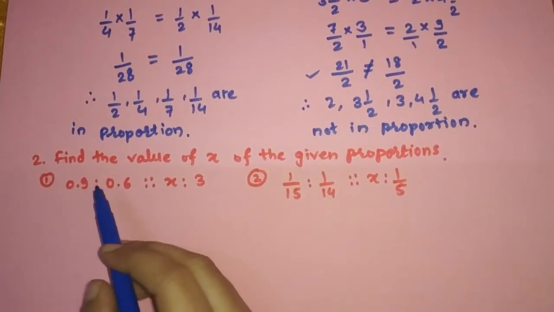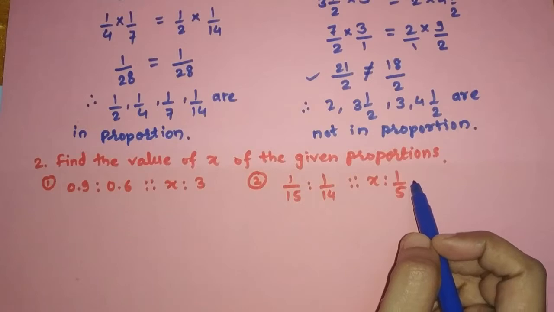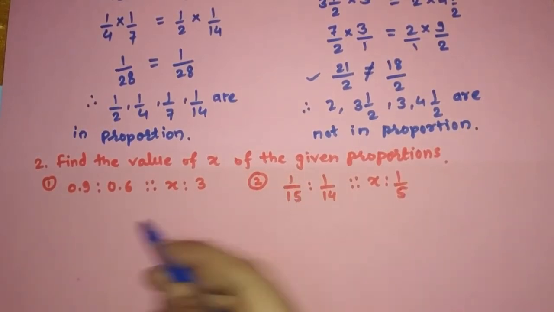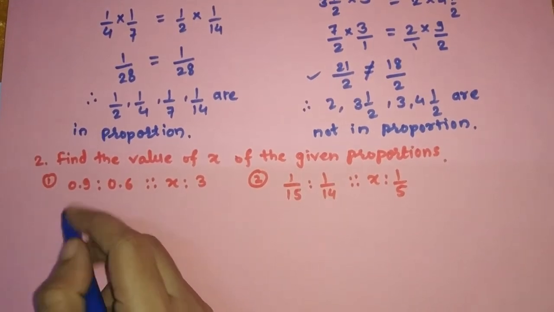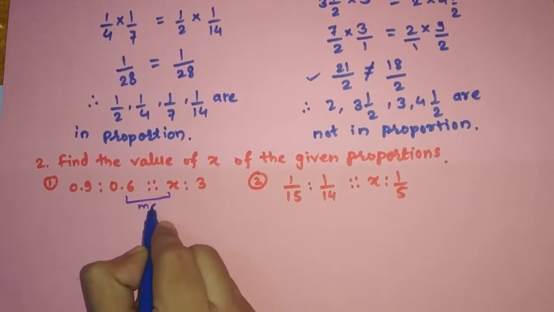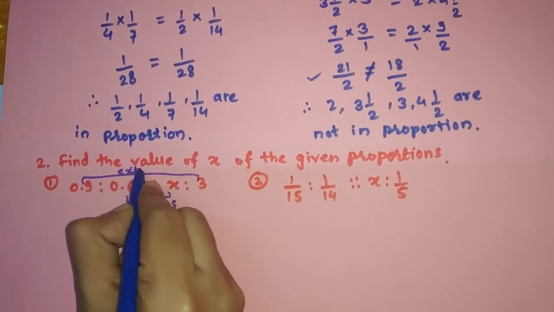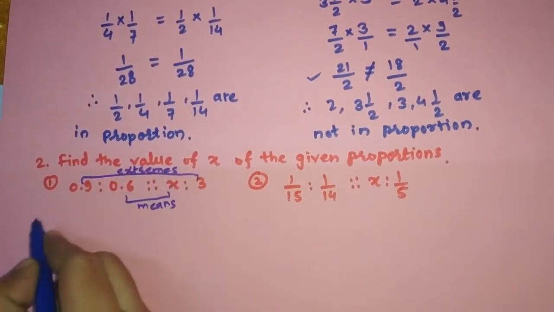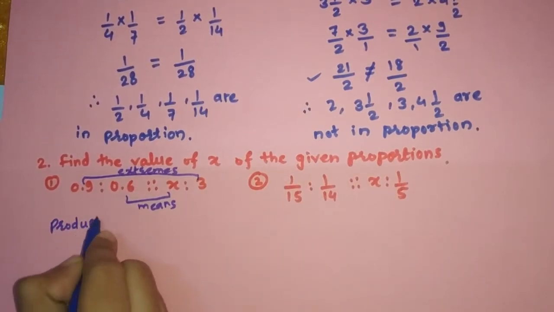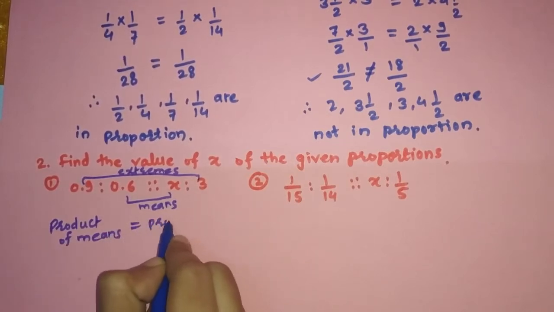So now friends, we will solve another question. Find the value of x in the given proportions. So here, given that these 4 numbers are in proportion, we'll find the unknown variable value. As we know that they are in proportion, the product of means and the product of these two extremes are going to be equal. So we'll follow that product of means is equal to product of extremes.